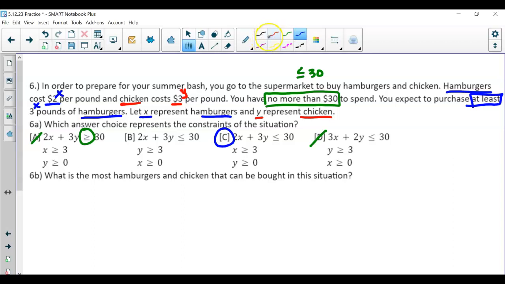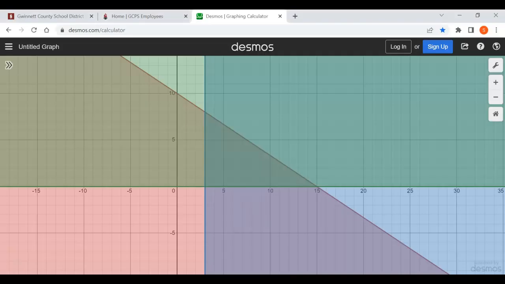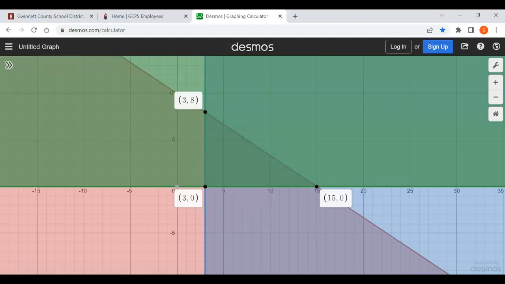So now, what is the most? So this is like maximizing. This means we need to get the solution, but we need to get the vertices of the solution region. So you need to practice graphing these 3. So now we know what our answer is. These are the constraints in Desmos. So notice by the shading, we are looking at this triangle here. So we're looking at the vertices of our shaded region, which are (3, 0), (15, 0), and (3, 8).